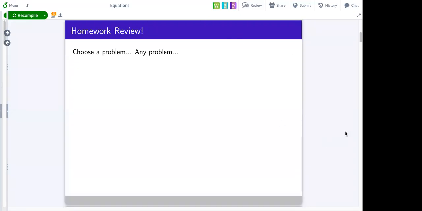So wait a moment as we get the question onto the slide. It looks like there was a tie for 13 and 14. I think I'll do number 14 instead, because in my opinion it's a trickier problem.